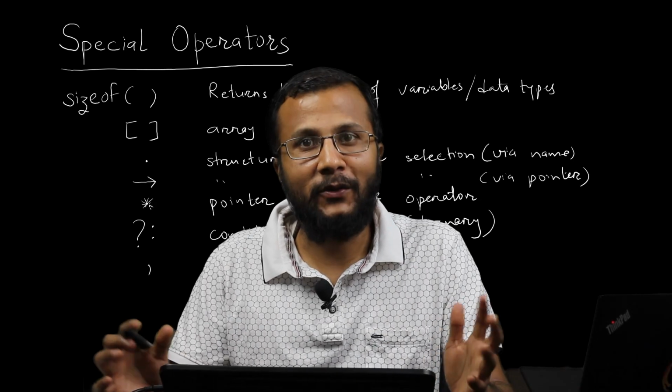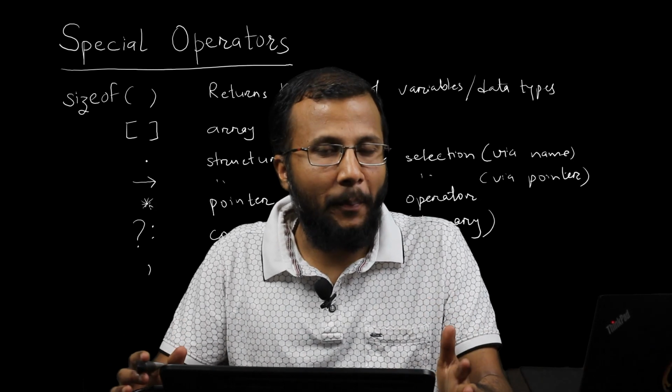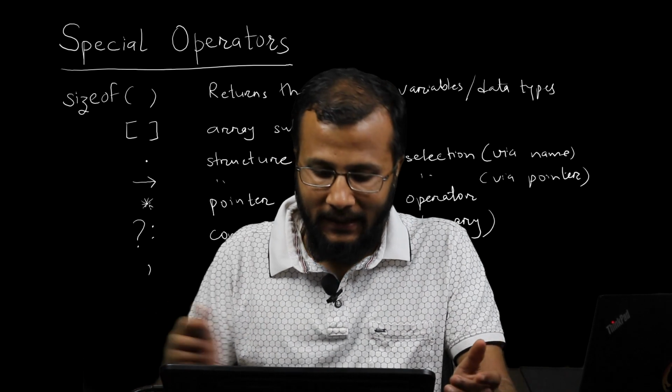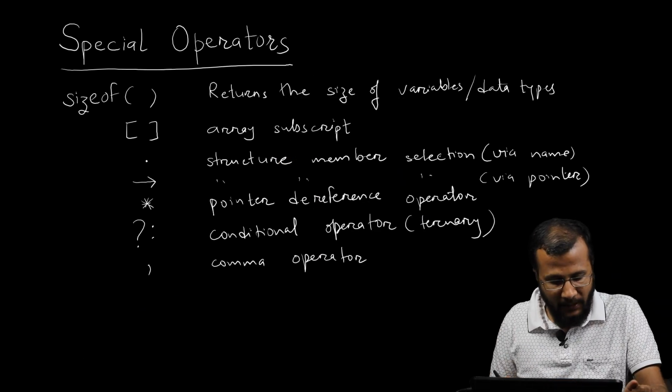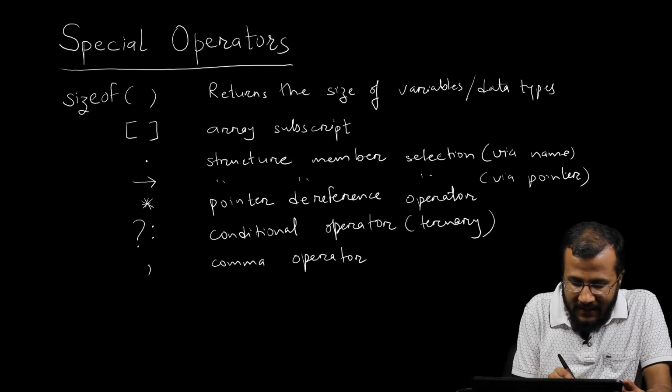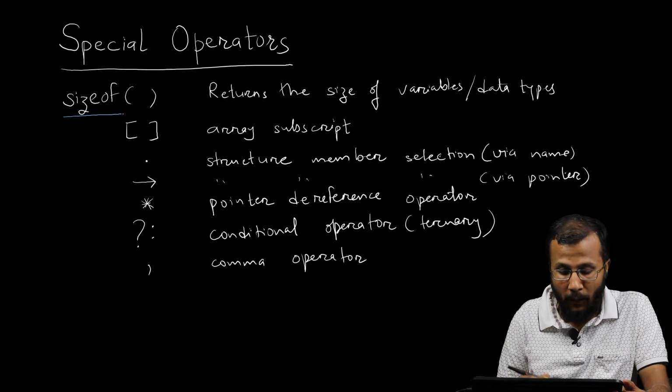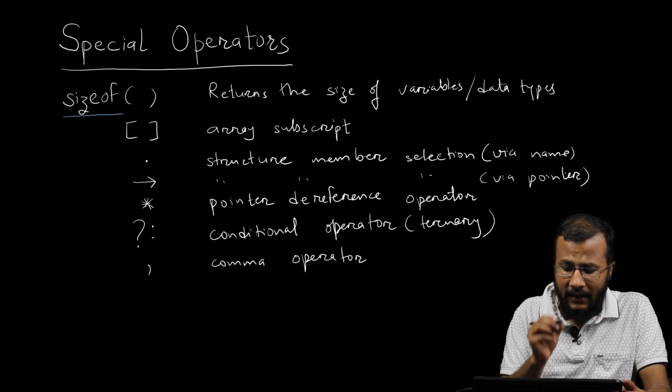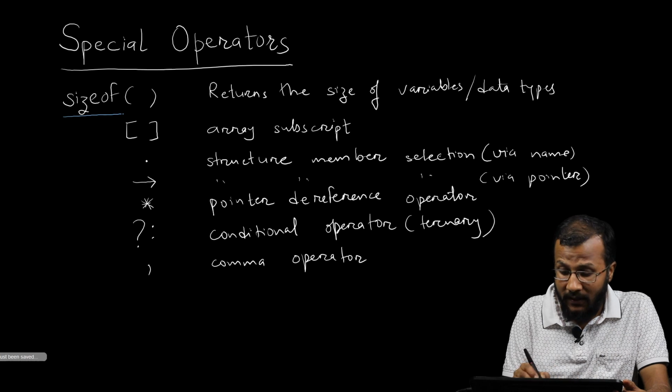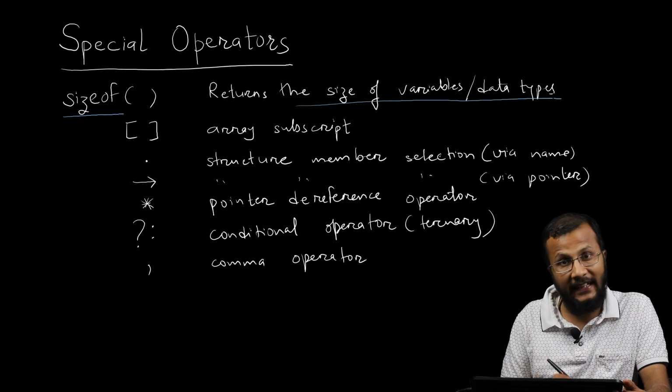In this lecture, we are going to learn about some of the special operators available in C. These are some of the special operators available in C. Let's start with the first one, that is sizeof operator. We have already discussed the sizeof operator in one of our previous lectures. Now, sizeof operator will help us to return the size of the variable or a data type.